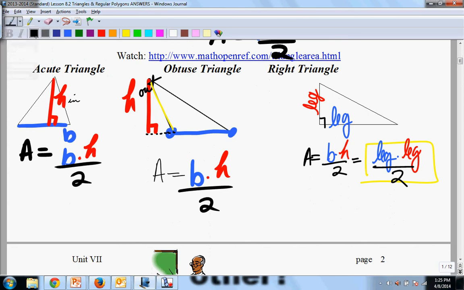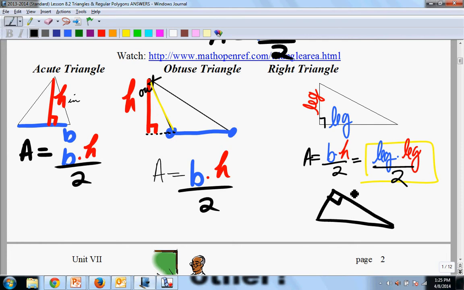Take a look here. I'm going to draw another right triangle. You don't have to draw it, just watch. Oh, that's bad. Let's try this again. Sorry. Let's be a little bit more accurate. Okay, watch carefully. There's my right angle.